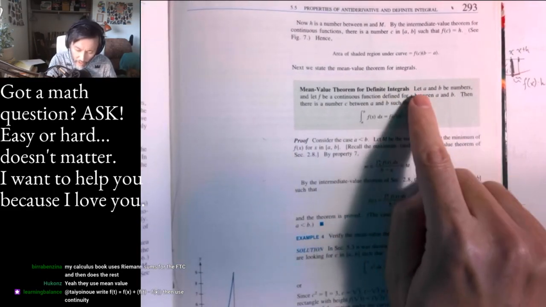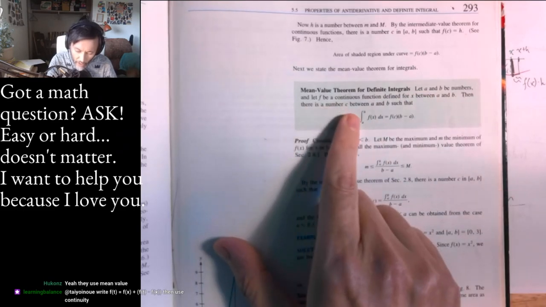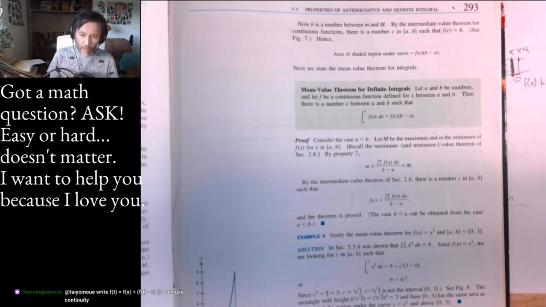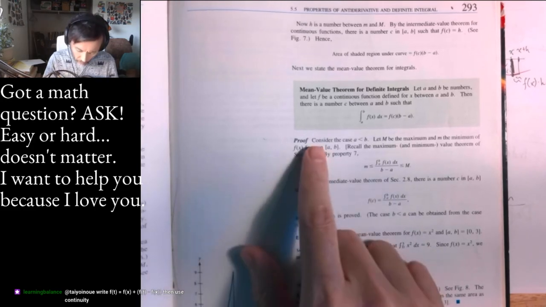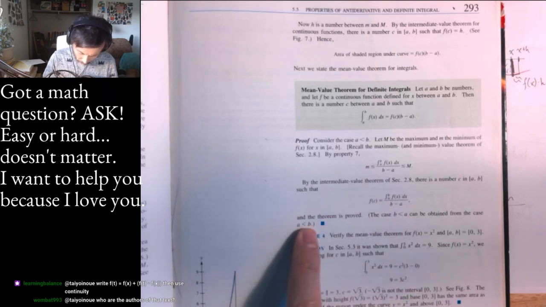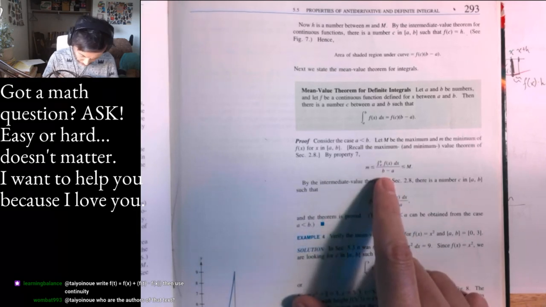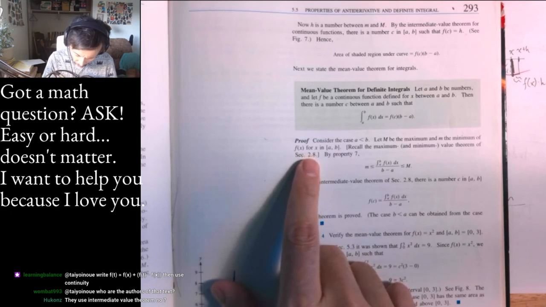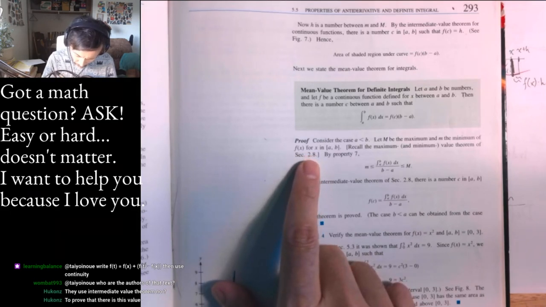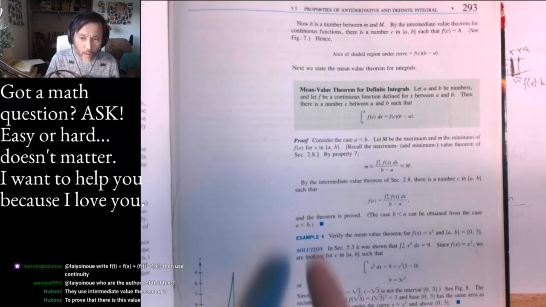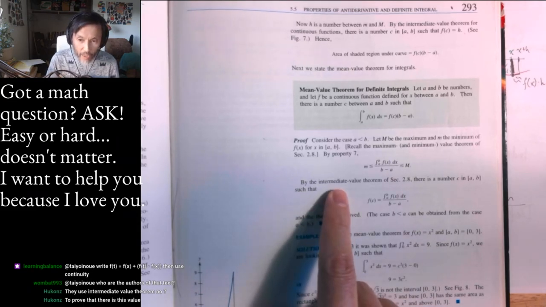Mean value theorem for definite integrals. Let a and b be numbers, and let f be a continuous function. Then there is a number between a and b such that this definite integral is equal to that. Oh, that's easy. Of course, this, okay. They do use the intermediate value theorem, yes.